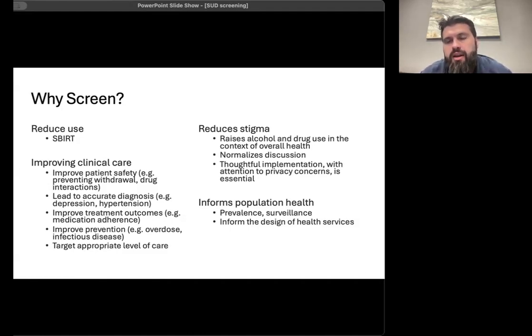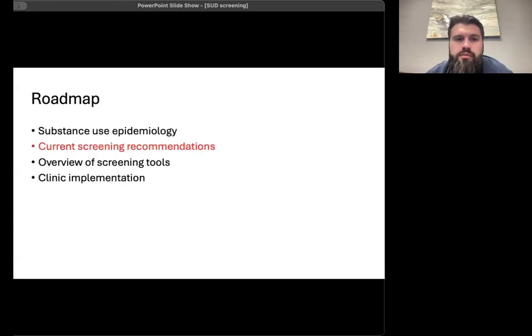And then from a population standpoint, it really does help population health because we can start figuring out how many of these people have it, how we can start surveying them, and then really implement and design services to help reach those people and help them, right? That's really the big goal here.